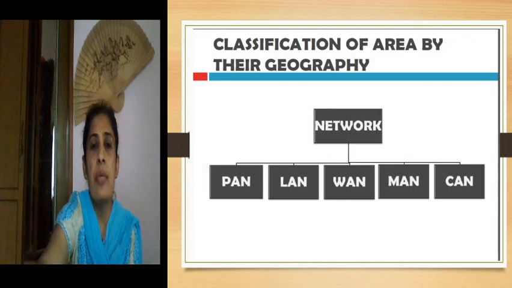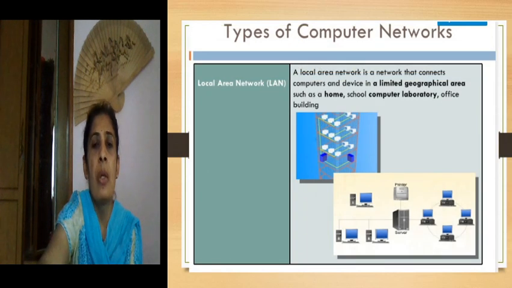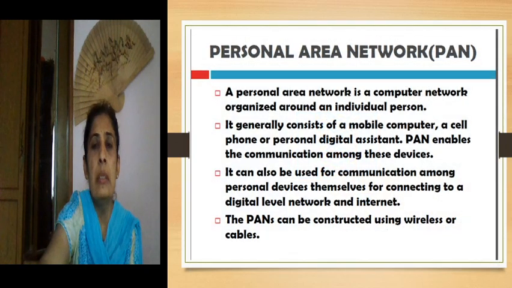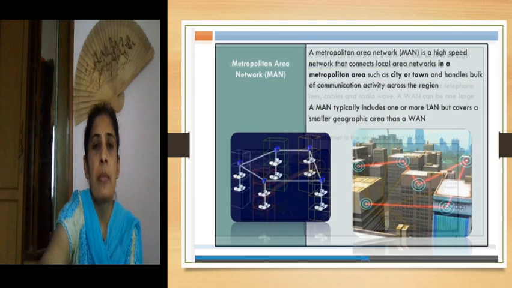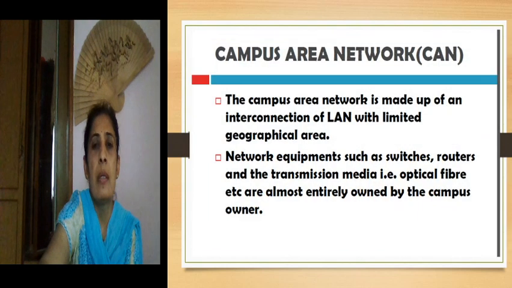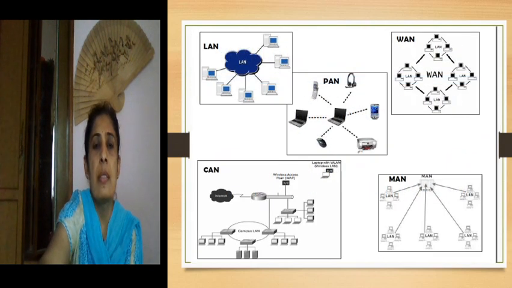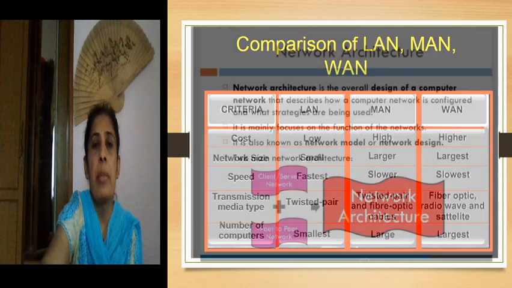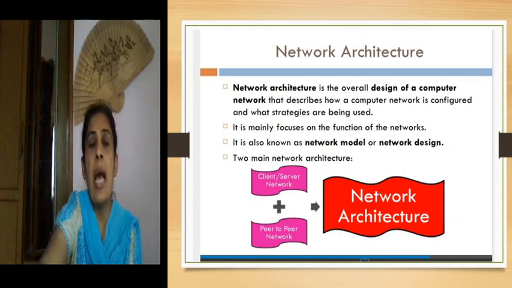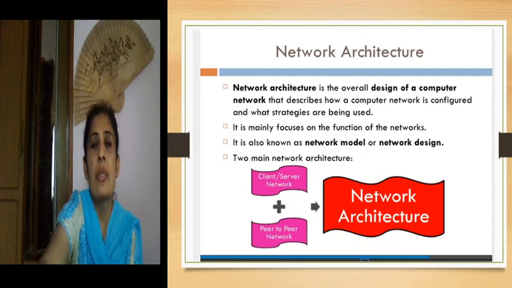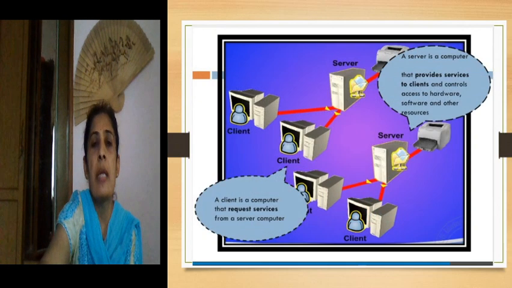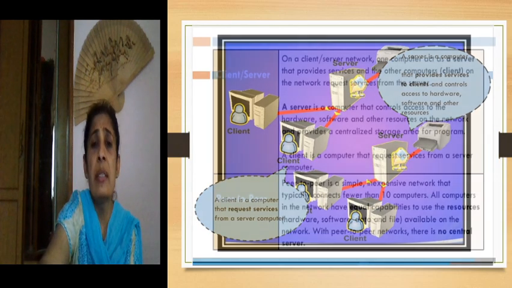Then the types of networking systems like PAN, LAN, WAN, MAN, CAN. All full forms you have to learn and remember. Got it? This is the diagram and comparison of these types of networking. Then network architecture. There are two types of architectures: client and server network architecture, and peer-to-peer. I think you got that also.